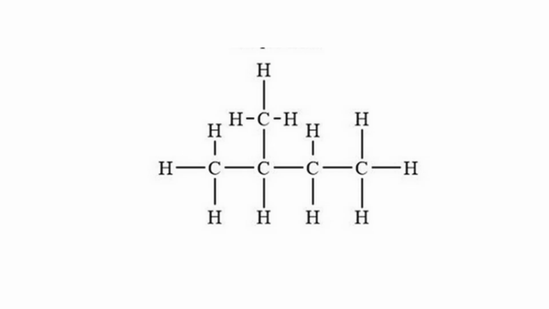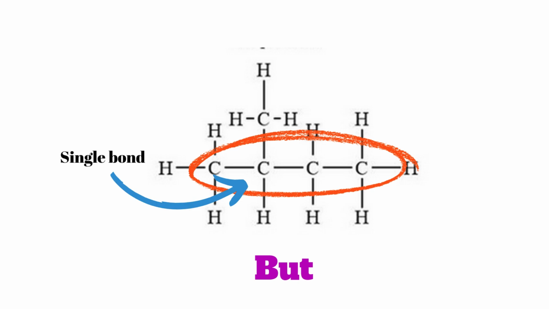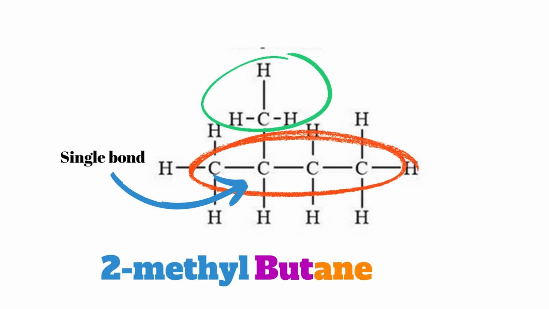Let's see another example. Can you count how many carbon atoms are present in the longest chain? Yes, it's 4. So word root is but. Can you say what type of bond is present between carbon-carbon atoms? Yes, it is single bond. Hence the primary suffix is ane. You can see CH3 group or methyl group is present as substituent and is attached to the second carbon from the left, so the prefix will be 2-methyl.